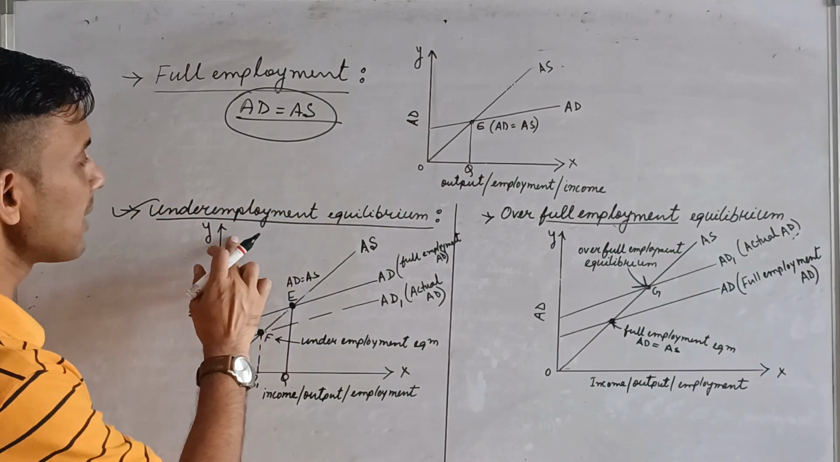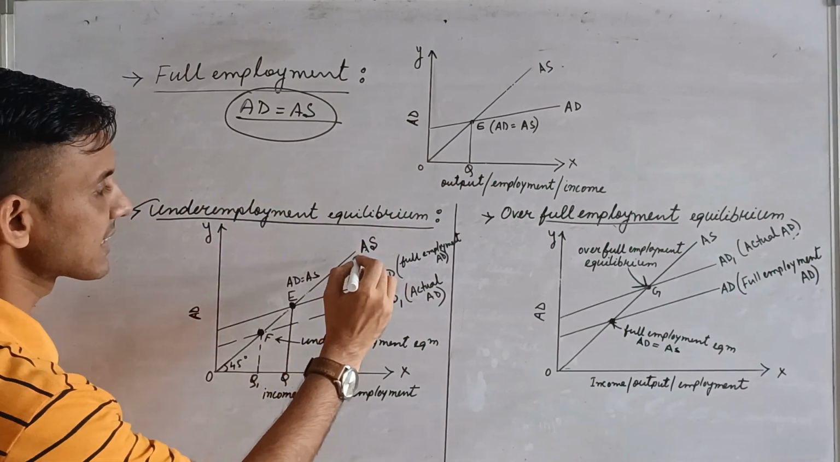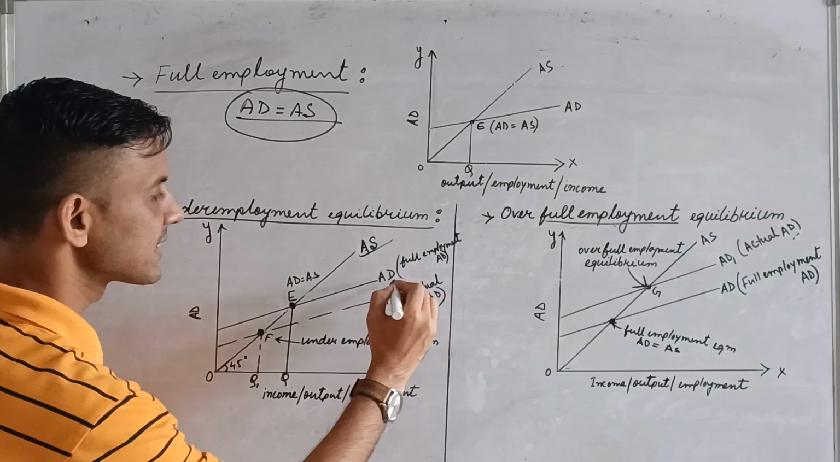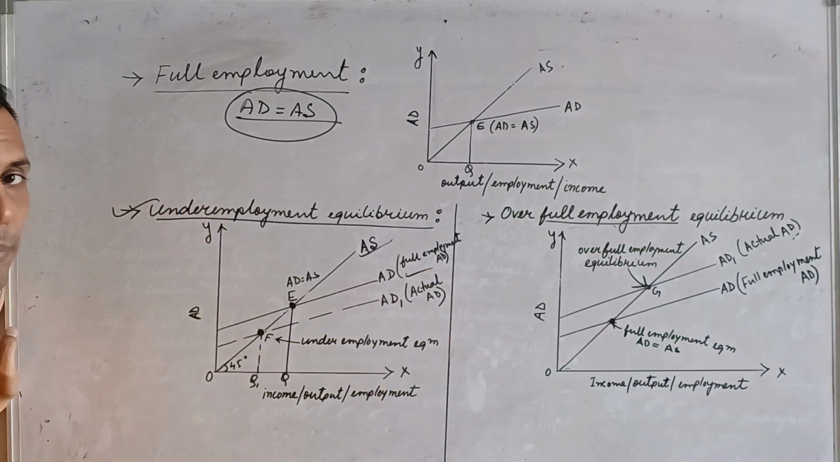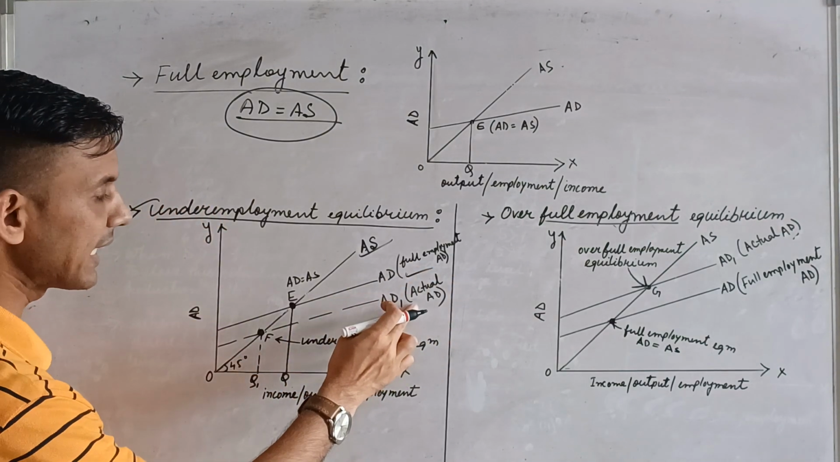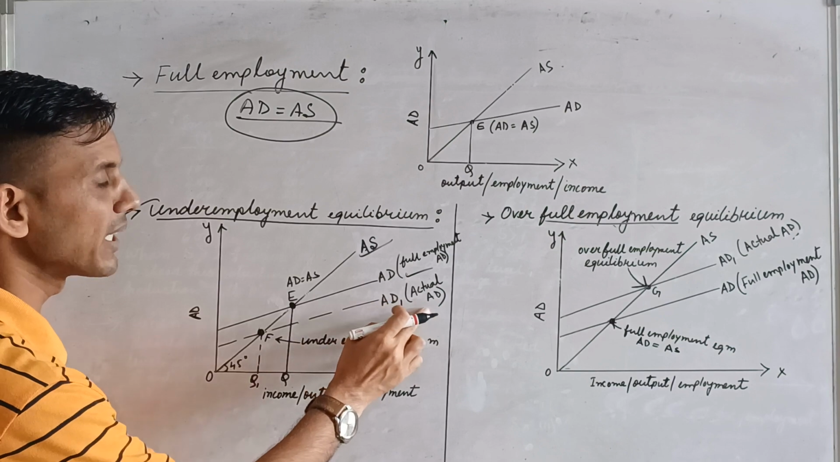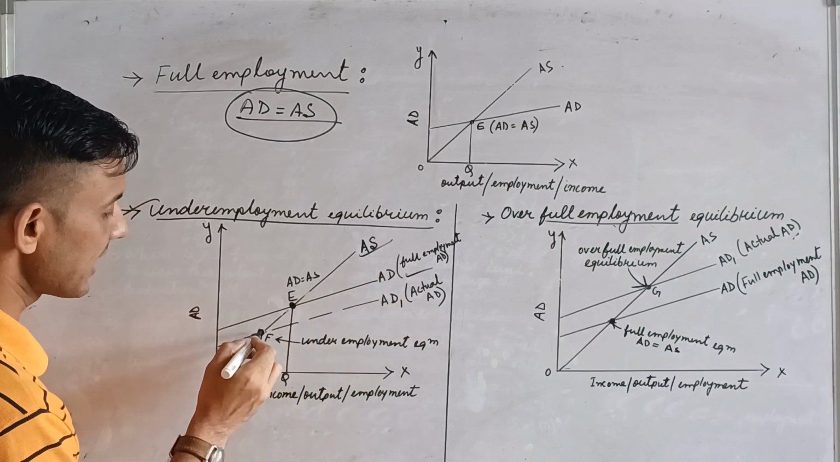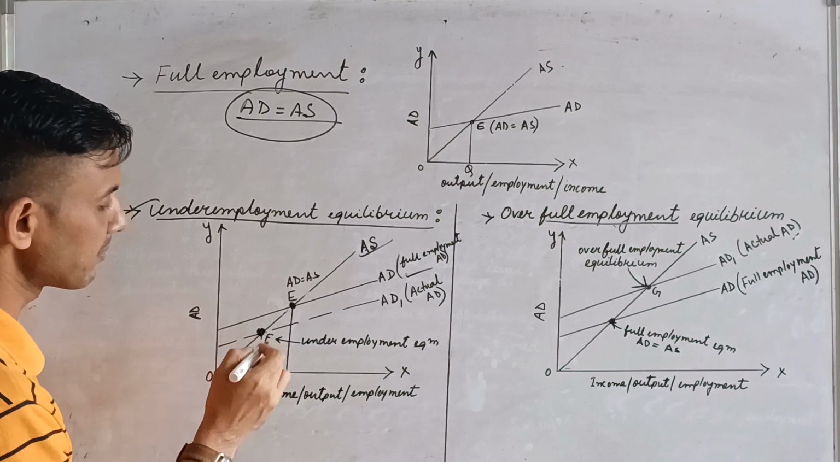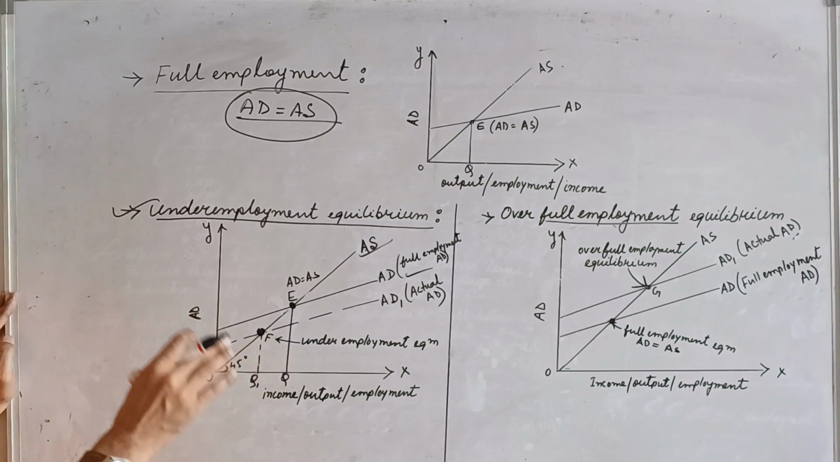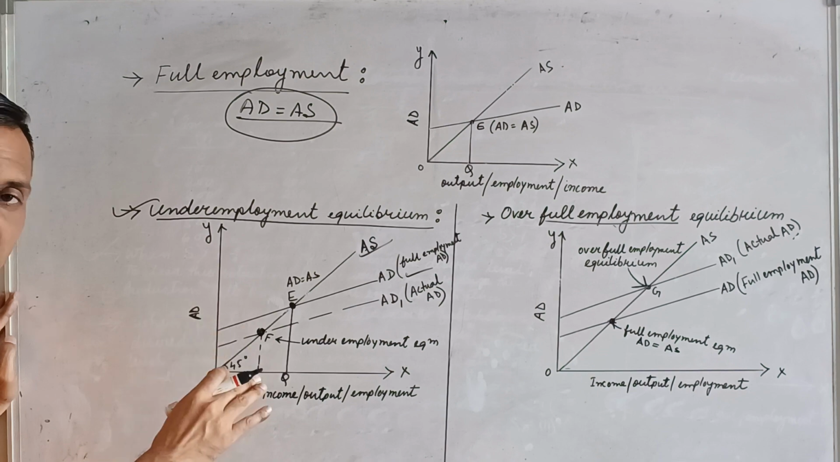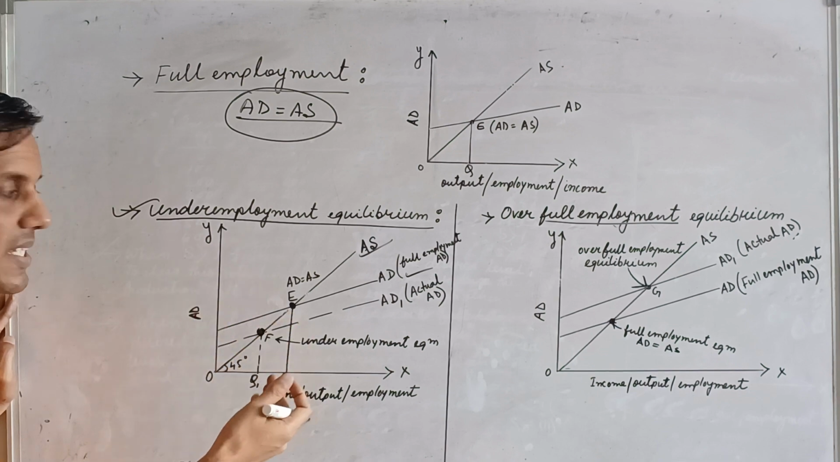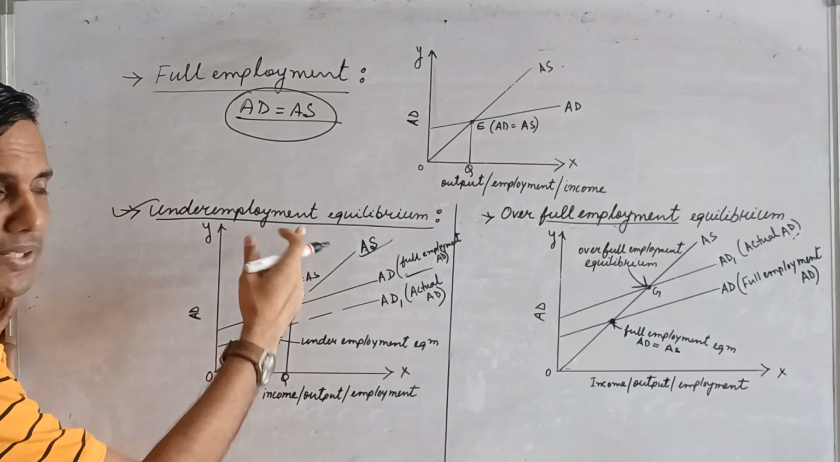See here, underemployment equilibrium, actually this is the aggregate supply curve and this is the aggregate demand curve, full employment AD. But here, AD1 is the actual AD, it means less than this AD. So that's why they intersect at point E. It means here, demand deficiency, aggregate demand is less than aggregate supply, that's why underemployment, simple.